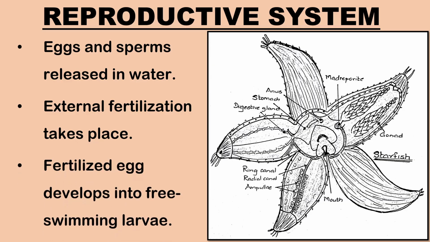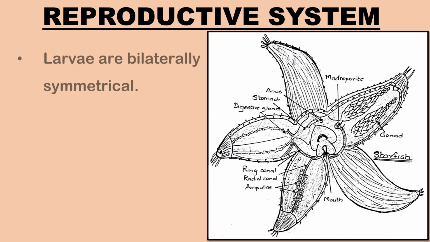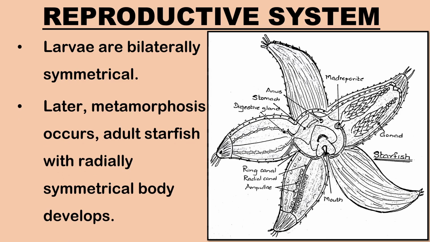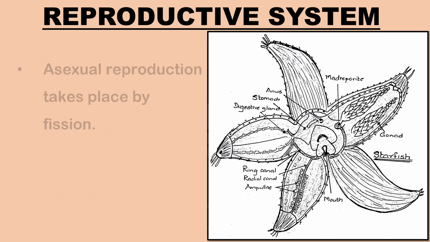The fertilized egg develops into free-swimming planktonic larvae. Larvae are bilaterally symmetrical and possess cilia for feeding and movement. Later, they undergo metamorphosis and develop into adult starfish with radially symmetrical body and settle on the sea.